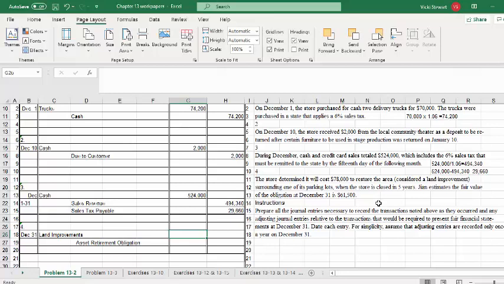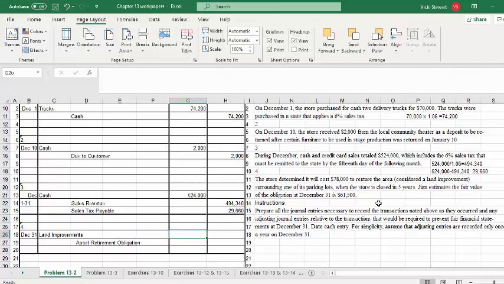improvement surrounding one of its parking lots when the store is closed in 5 years. GN estimates the fair value of the obligation at December 31st is $61,500. So these land improvements that we've made to around the parking lot are going to have to be returned to their original state when the store is closed. So this is considered to be an asset retirement obligation.